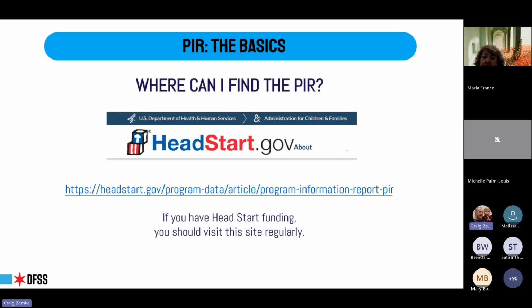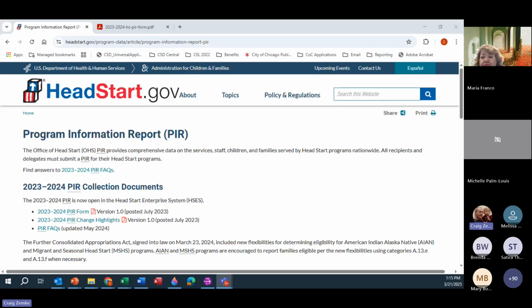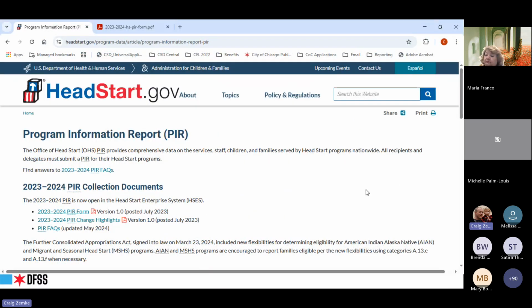All right, so you can find the PIR itself at headstart.gov. The link is here, but you don't really need to remember this whole thing. What you can do is just go to headstart.gov and then put PIR in the search box. That page looks like this.